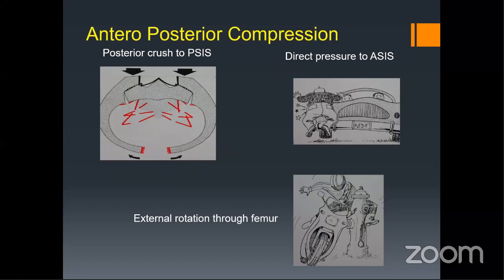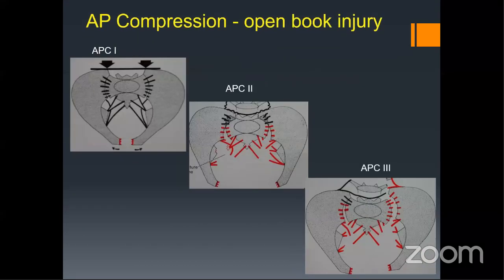The anterior posterior compression is classically seen in motorbike riders, where they hit the fuel tank and get the spread leg type effect. You get this direct anterior impact, which, as you might imagine, causes spreading of the symphysis pubis and all the structures sequentially behind. They're graded into 3 grades.